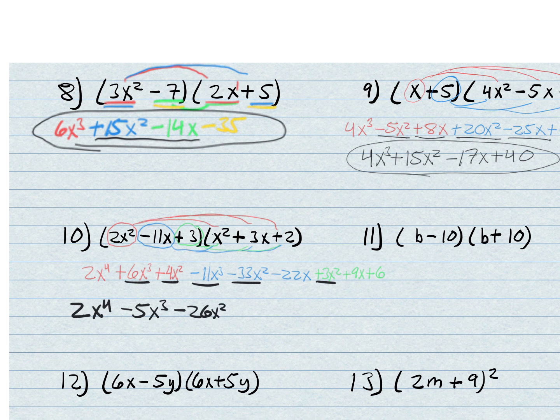And then negative 22x plus 9x are like terms, so we do negative 22 plus 9. That's going to get us negative 13x. And then nothing can combine with 6, so I just write a plus 6. All right, and then this is your answer.